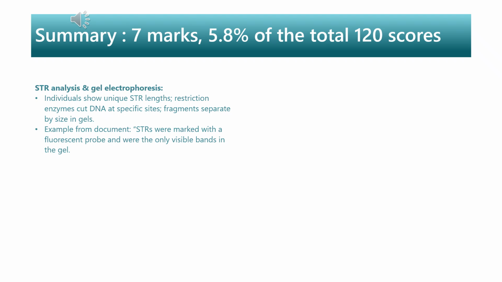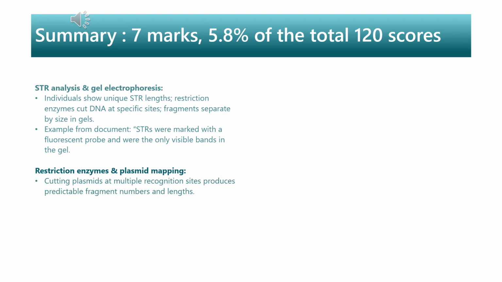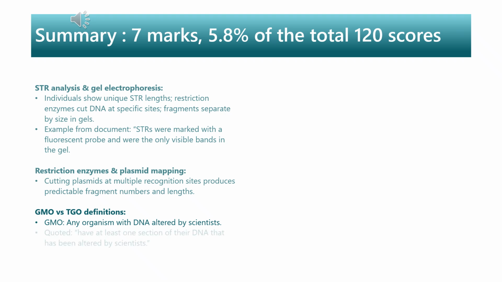Restriction enzymes and plasmid mapping. Cutting plasmids at multiple recognition sites produces predictable fragment numbers and lengths. GMO versus TGO definitions. GMO, any organism with DNA altered by scientists. Quoted, "have at least one section of their DNA that has been altered by scientists." TGO, contains DNA from another species.